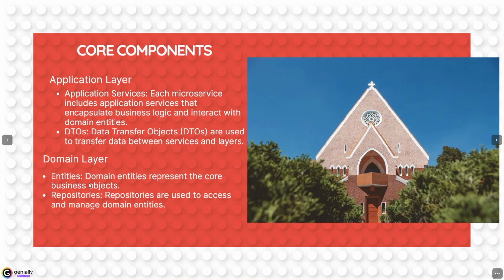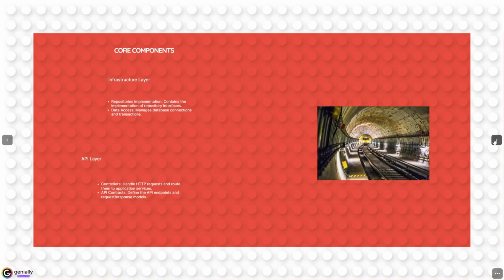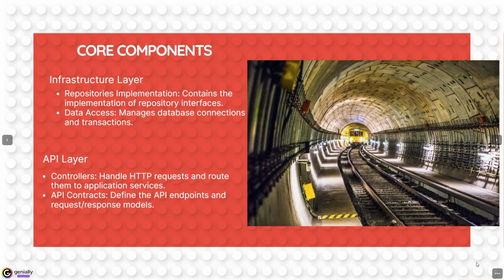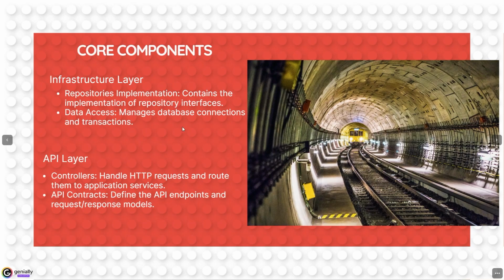Domain layer. Entities. Domain entities represent the core business objects. Repositories. Repositories are used to access and manage domain entities. Infrastructure layer. In this, repositories implementation contains the implementation of repository interface. Data access, it manages database connections and transactions.